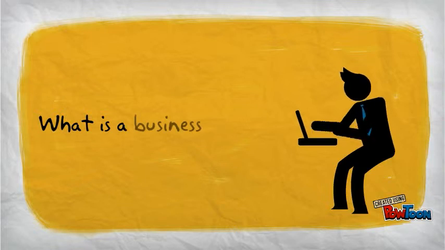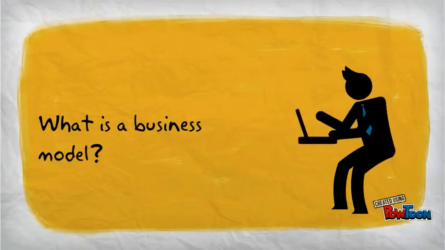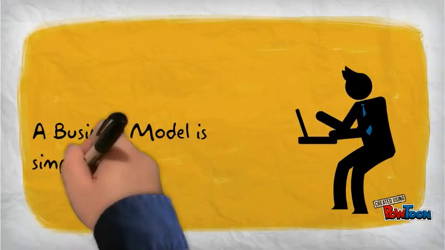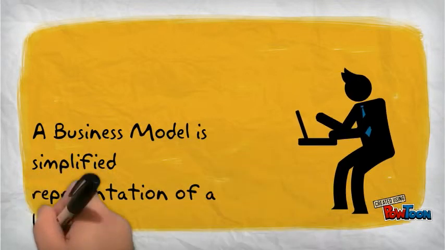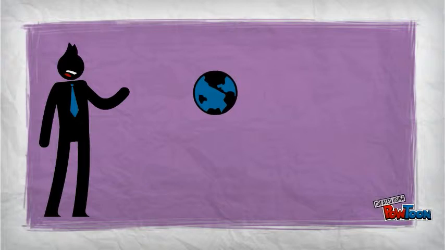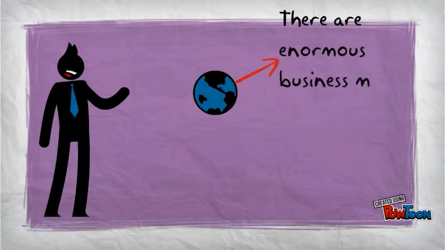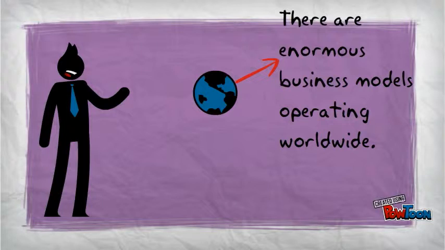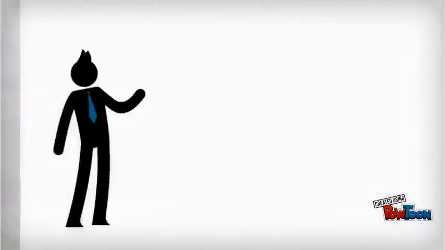But what is a business model? Someone says that it is how companies run and make money, while others say it is a system. A business model is a simplified representation of a business logic. As business may be divided into two sections, products and services, and there are thousands of companies operating worldwide, each having unique logic, so there are enormous business models.